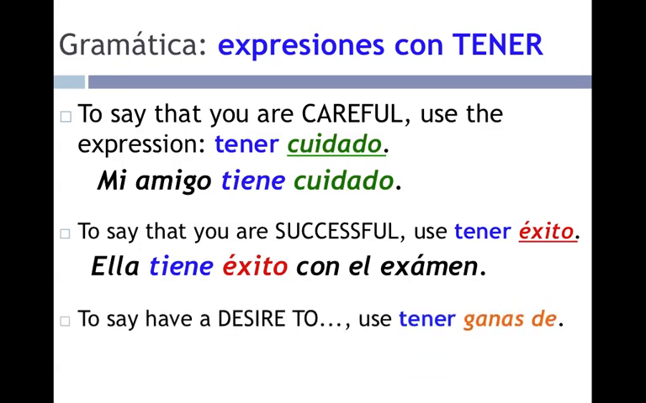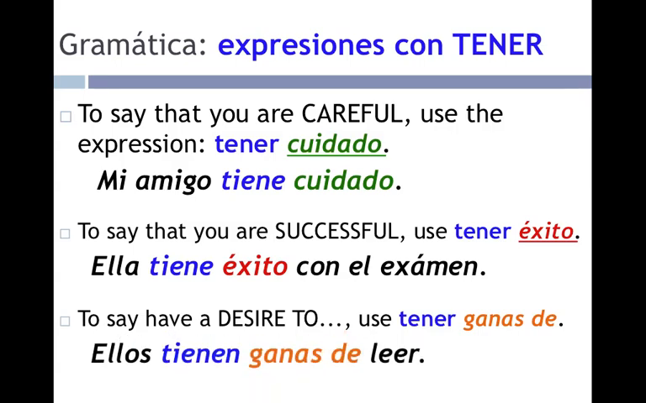To say that you have a desire to do something, you use tener ganas de. Repitan, tener ganas de. So you have a desire to, and that is followed by an infinitive, one of the forms of the verbs, the to form. It is either AR, ER, or IR ending. Por ejemplo, repitan, ellos tienen ganas de leer. So they have a desire to read, they want to read.